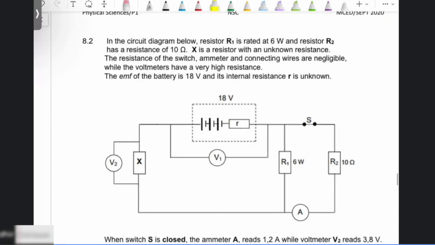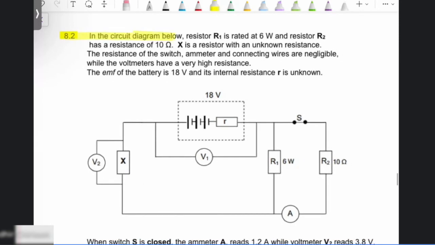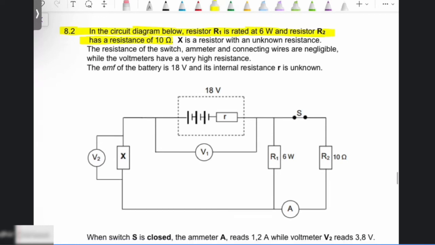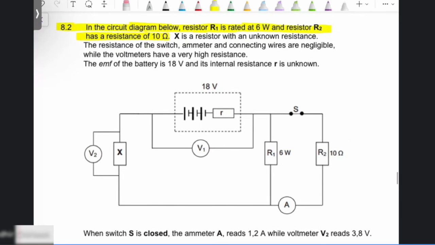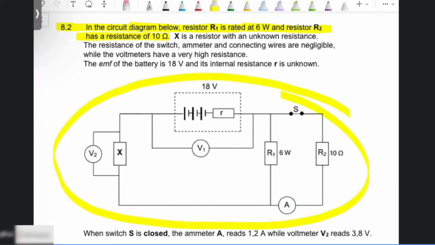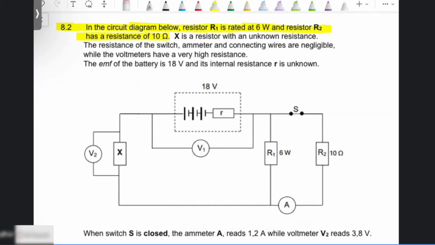All right, guys, 8.2 says: in the circuit diagram below, resistor R1 is rated at 6 watts and resistor R2 has a resistance of 10 ohms. Fine. R1 is given, R2, so resistance, voltmeters. Here's what I do suggest. I'll give you a minute or two. I would suggest drawing this circuit out so that when I'm sorting out the flow of current and where it's joining, where it's splitting, all of those things are going to make sense. So just take a moment and redraw the diagram quickly, and then we can get to our actual questions here, please, guys.